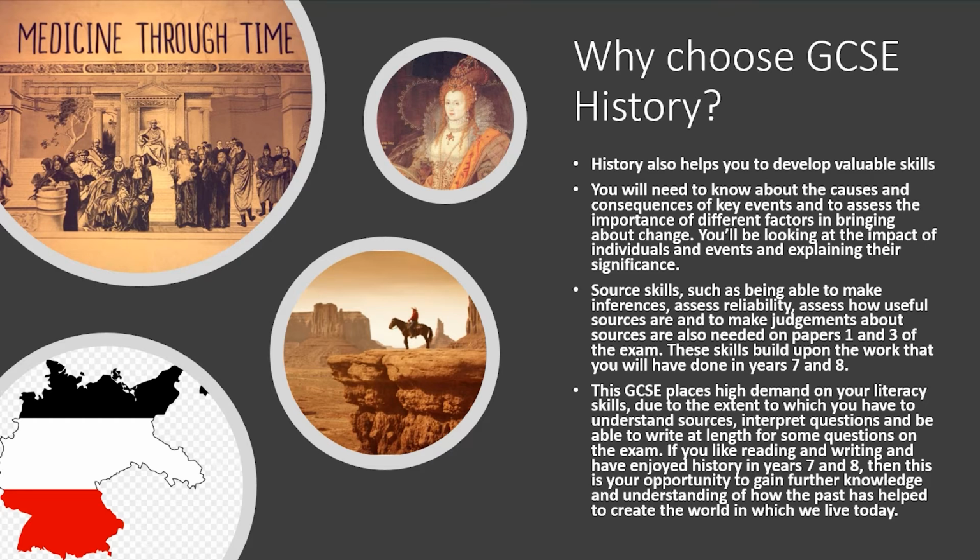I'm sure that these are all terms which are already familiar to you from the work that you've done in history so far. You'll be continuing with source skills, so continuing with making inferences, assessing the reliability of sources, deciding how useful sources are in terms of helping you to find out about the past, and making judgments which you will need to be able to justify. So all of this is building upon the work that you've done in years 7 and 8.